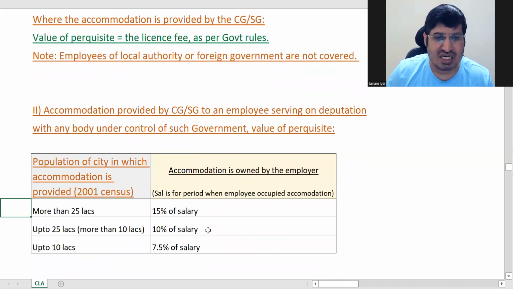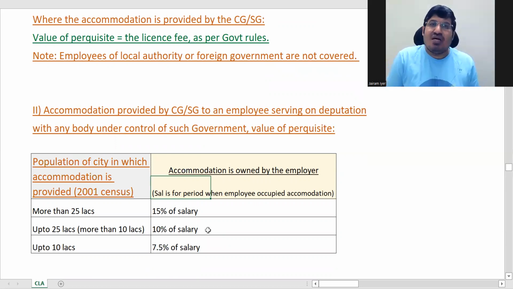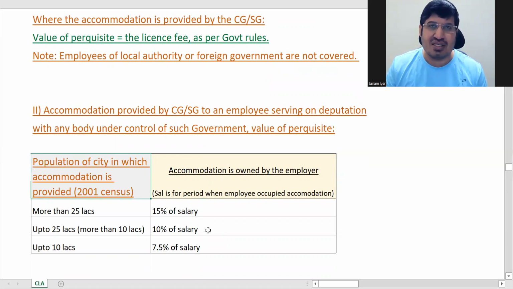This population is as per 2001 census. After this, another census happened in 2011, and the 2021 census could not happen because of COVID. But our institute is still using the data of the 2001 census, so we will have to continue to use this. 2001 census is what is applicable to your course. So here you have to start from the bottom. Okay, start from here.